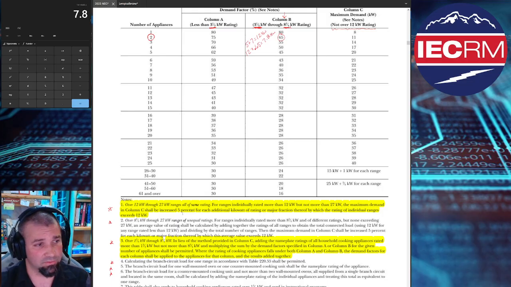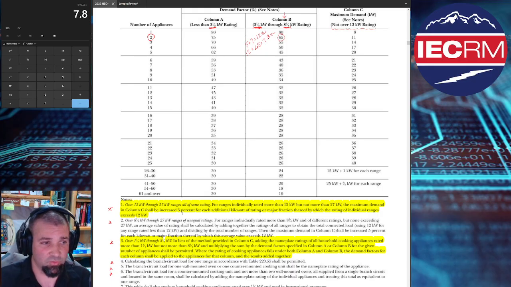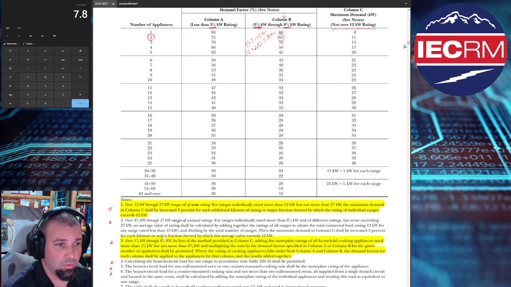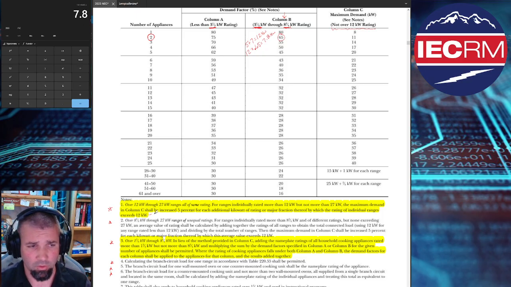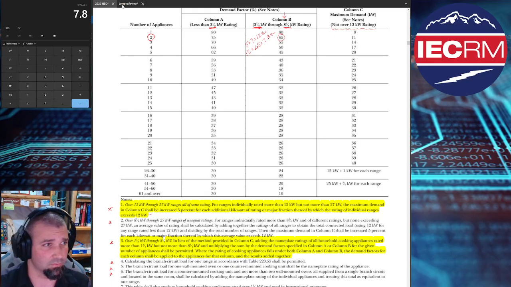Okay, note 1 says over 12 kilowatts through 27 kilowatts, ranges all of the same rating. Okay, we only have one here. For ranges individually rated more than 12, but not more than 27, the maximum demand in column C shall be increased 5% for each additional kilowatt of rating or major fraction thereof by which the rating of individual ranges exceeds 12. Okay, a lot of words. We've got to decide what those words mean. Remember, it's written by a lawyer, so it's intentionally somewhat confusing here.